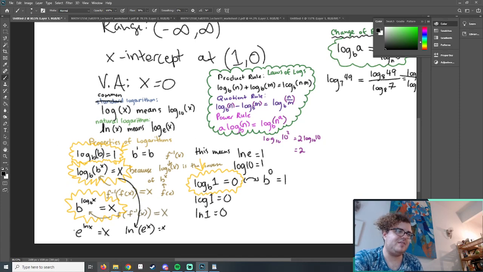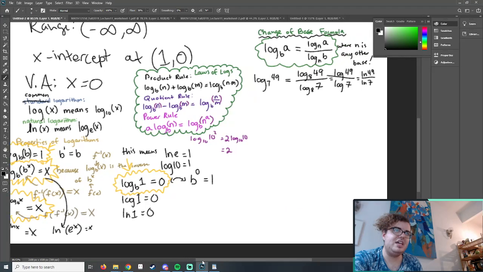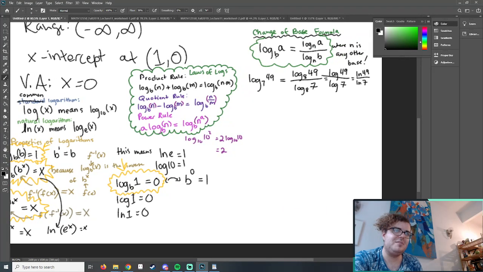We've got our properties of logarithms right here with our most important ones highlighted in gold and the sort of special cases scattered around them. We've got our laws of logarithms here, the product rule, quotient rule, and power rule. And finally, we have our lovely change of base formula, which lets you say that log base b of a is log a over log b if you want.